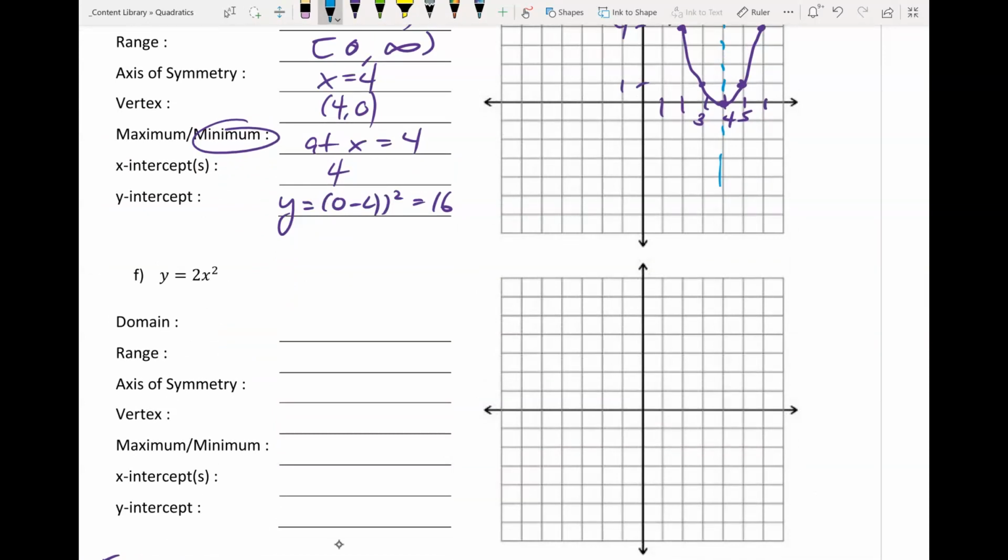Okay, for the next one, this is a stretch or compress. This will make our graph either wide or narrow. In this case, because our number is 2, this is a whole number that's larger than 1, we're going to get a more narrow graph.